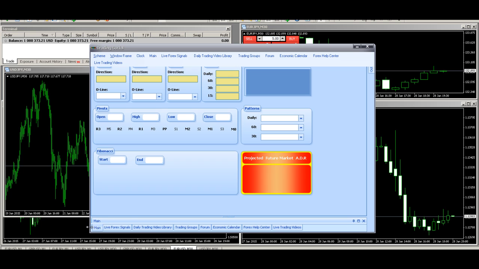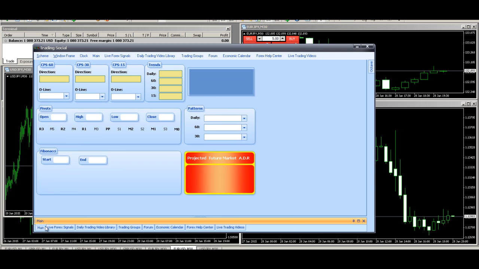So what I'm going to do is resize it. When you first launch it, you're going to have to stretch it out a little bit. And I kind of like to change my colors around a little bit too.